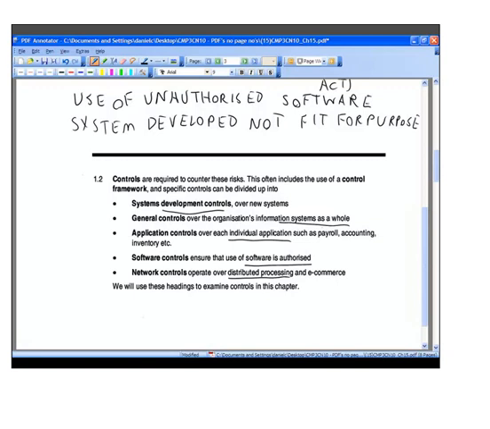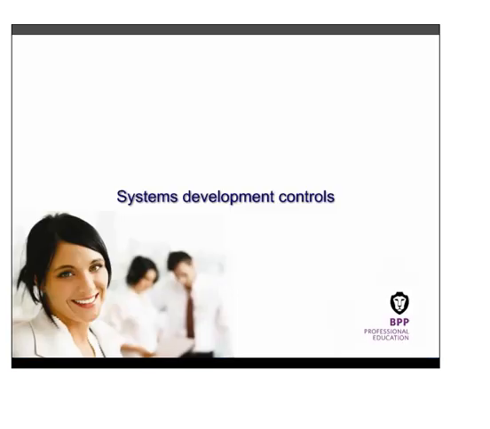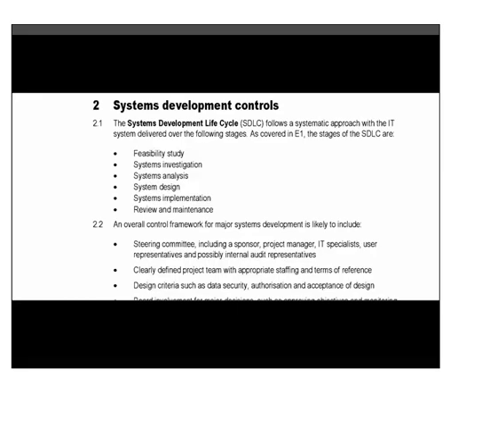And finally, network controls are relevant to distributed processing. So most computers nowadays are networked over the internet or internal corporate networks, bringing a lot of capability and a lot of power, but also additional risks. Again, we'll look at how you can control those risks.